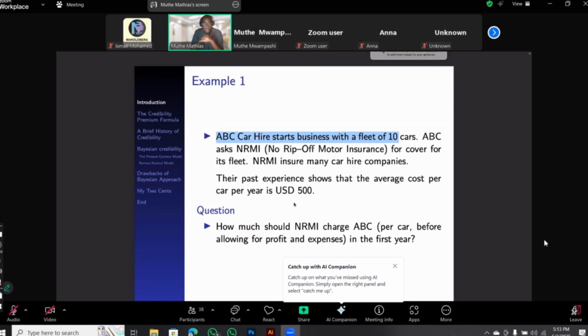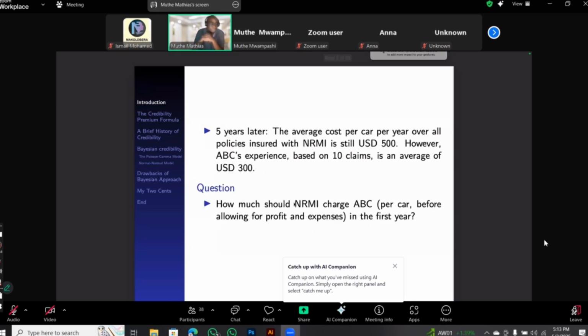So we are not interested in the adjusted premium. We are saying in this case here, what should be the pure premium, right? Before we do any kind of adjustment in this case, given that you have this information.